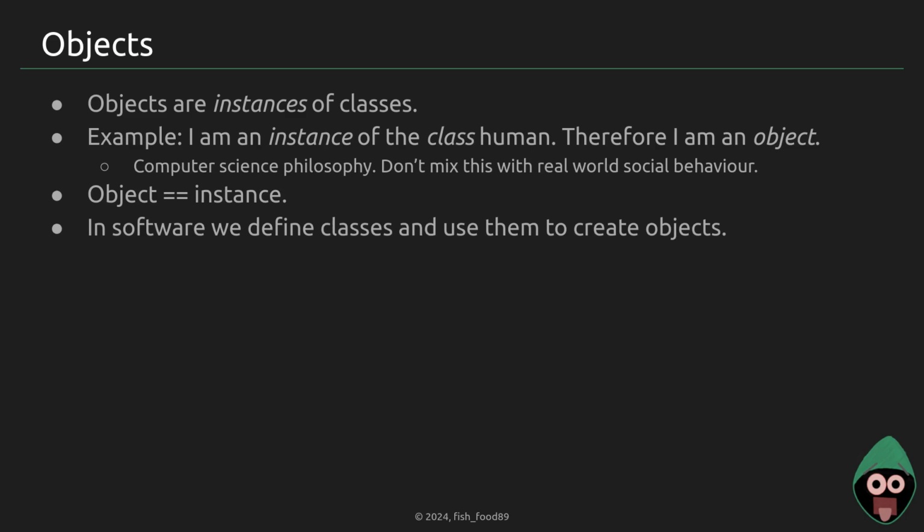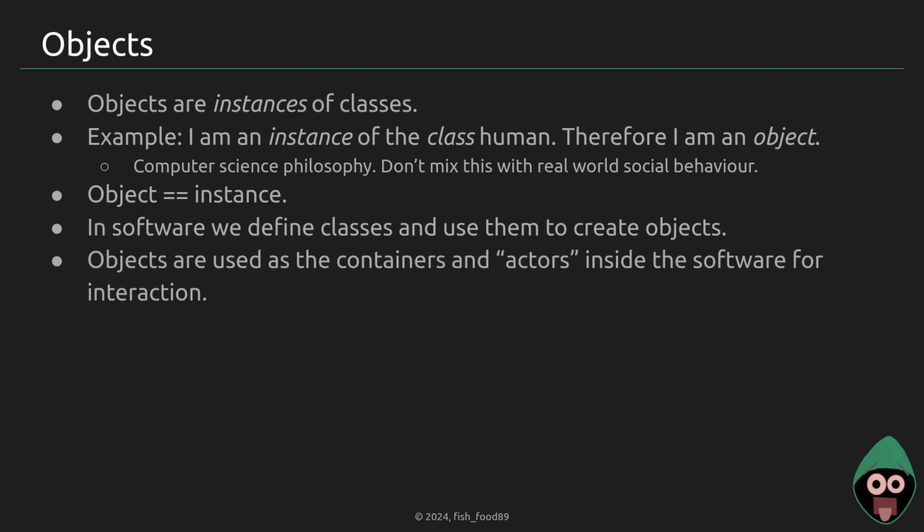And in software, we define classes and use them so that we can create objects. That's the concept. And then once we have created the objects, we use them as containers and actors inside the software for interaction. So the classes themselves are just blueprints. It's a manual for how you build this. It's kind of like the DNA, if someone finds that easier to grapple.